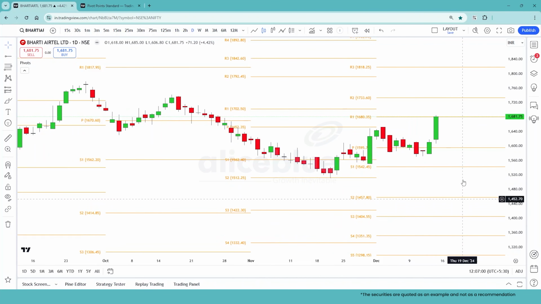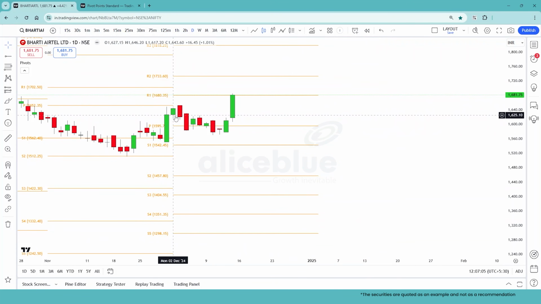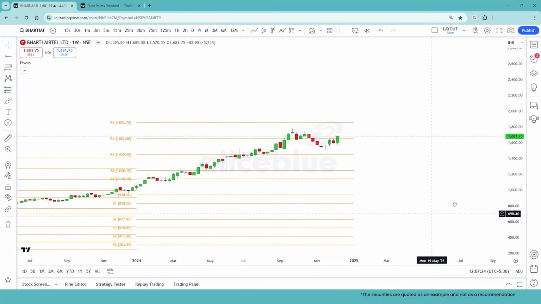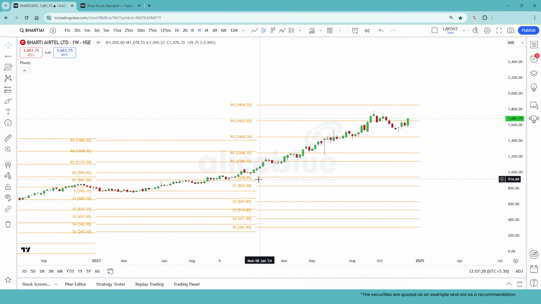If you see here, this pivot point shows us the data from December 2nd to the last trading day in December. Here also, the pivot shows the data from the 1st of October to the last trading day in October. This is a monthly time frame. And if we move over to the weekly time frame, we can see the yearly pivots. This can show us the support and resistance per year from different markets.